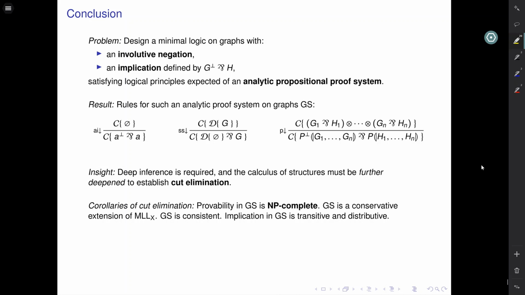GS is a conservative extension of multiplicative linear logic with mix. It extends an existing, established, well-known logic. GS is consistent, and implication is indeed transitive and distributive. These are our key results.